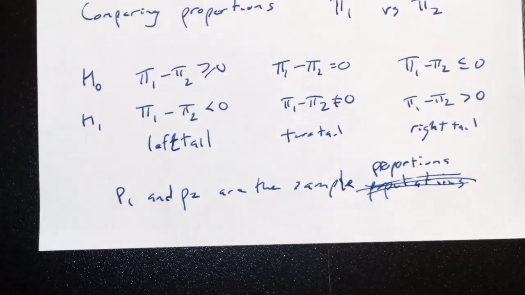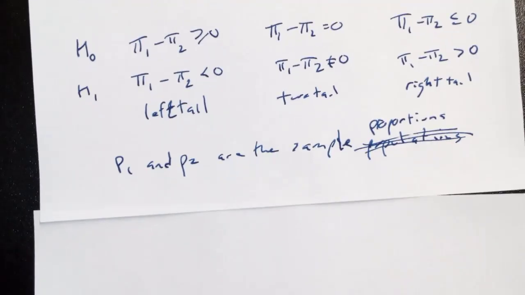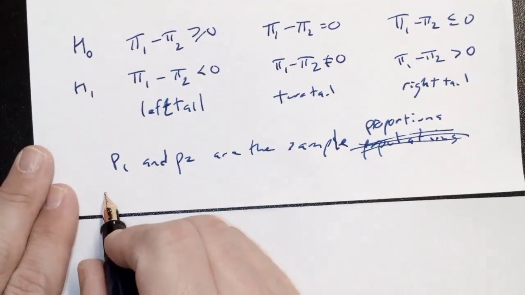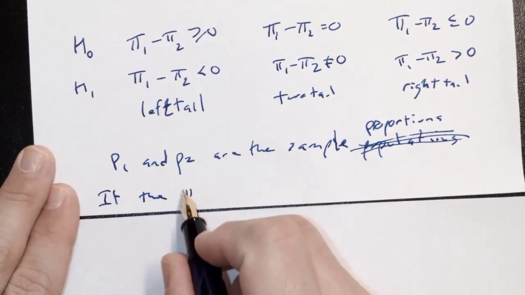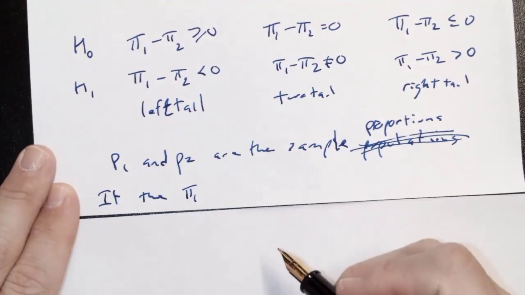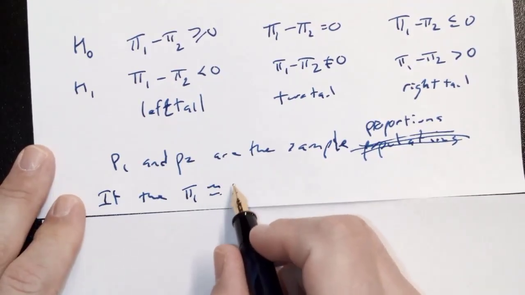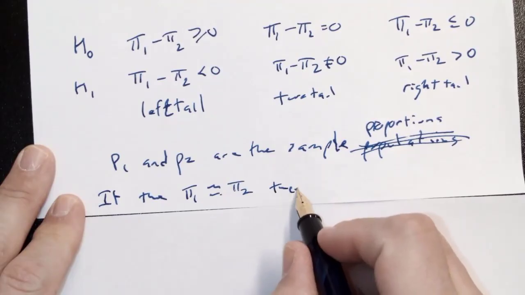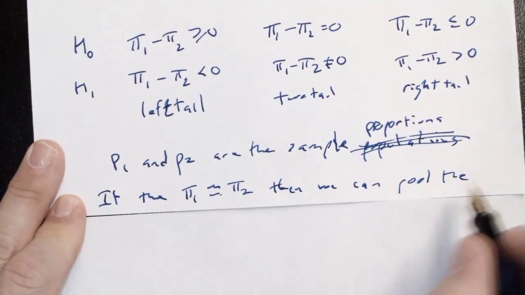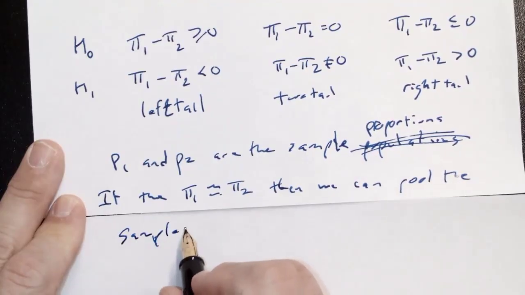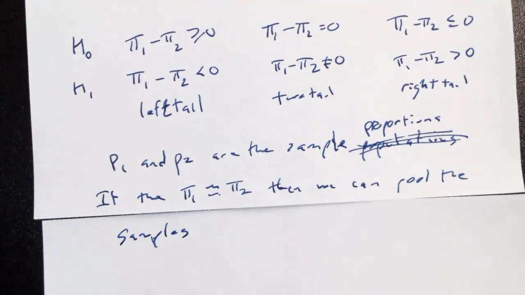I can think of this as the same thing as I thought of with the pooled variances. If the proportions are roughly equal, then I can pool the samples. Like our pooled variance.